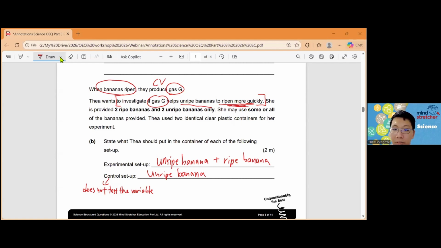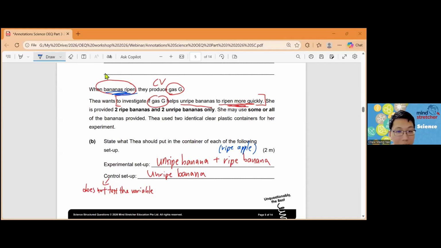Okay. Now, let me ask you a question. Since you are talking about apple and banana, can I write ripe apple here? Can I write ripe apple here? Shujing, yeah, correct. We need gas G. But where do we get the gas G? Gas G comes from the ripe banana.